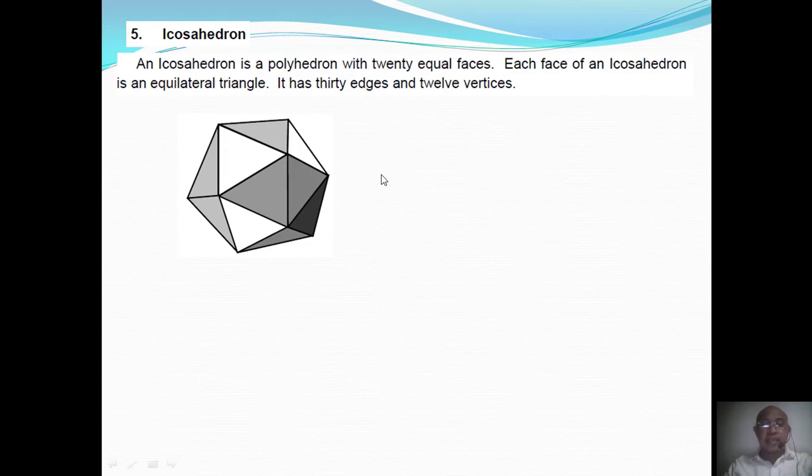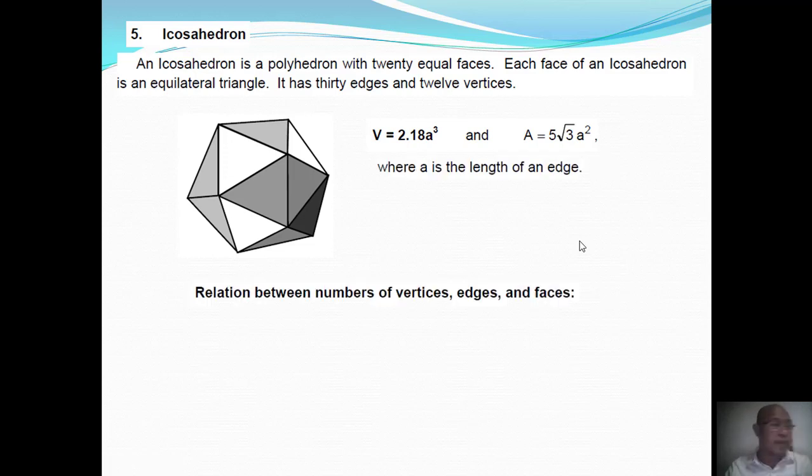Okay, so we have here the formula for the volume and the surface area if A is the length of the edge. So take note, each face is also an equilateral triangle. Okay, so we can have representative problems. By the way, we have the relation between the number of vertices, edges, and faces for a regular polyhedron.